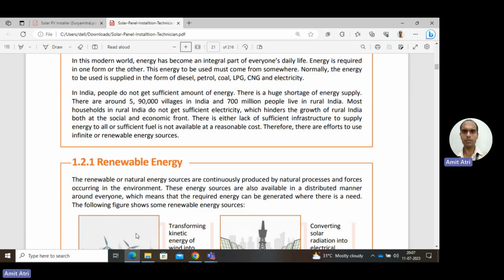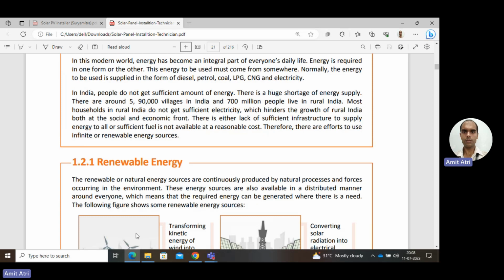First of all, why do we need renewable energy? Because currently most of the energy requirement of the whole world is being fulfilled by fossil fuels. That includes diesel, petrol, coal, LPG, CNG. Now, what are the issues related to these fossil fuels?